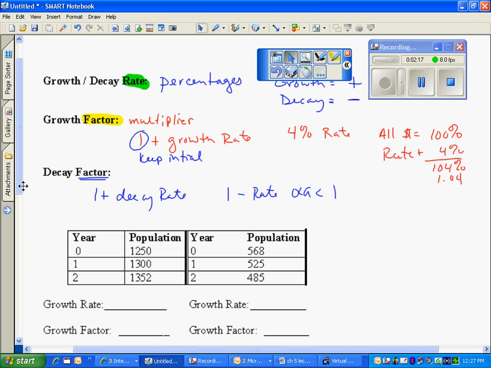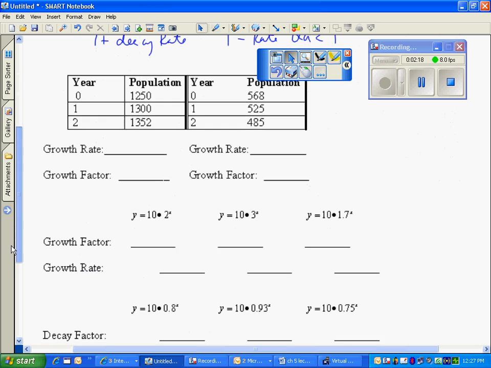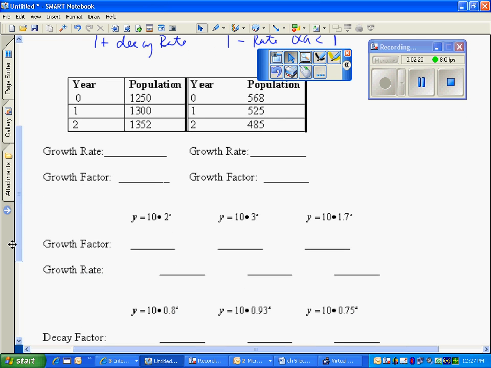So let's go ahead and take a look at this table. We're going to be looking at population in year. It's exponential. And in my first table, it looks like my population is increasing. So we're pretty sure that we have growth. It does not look to be linear, because in the first situation it went up by 50. In the second situation it went up by 52. So it's not the same amount added every time. So what we're going to do is find our growth rate and our growth factor.